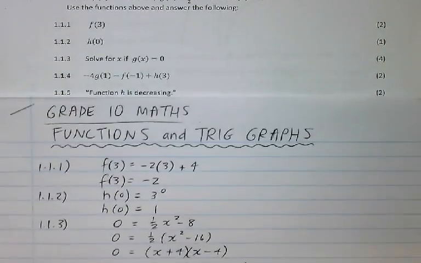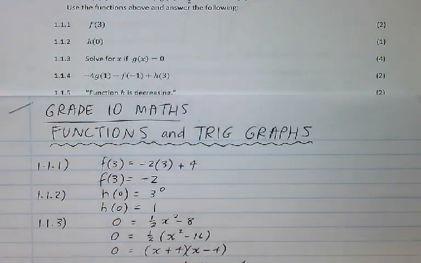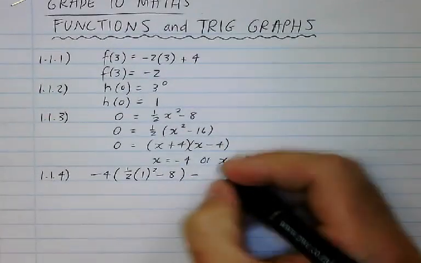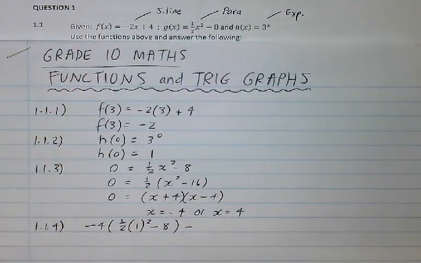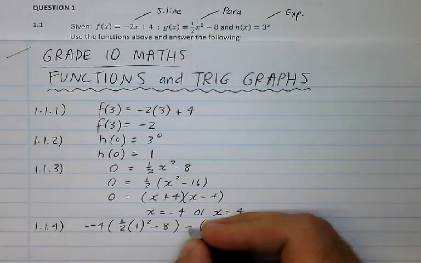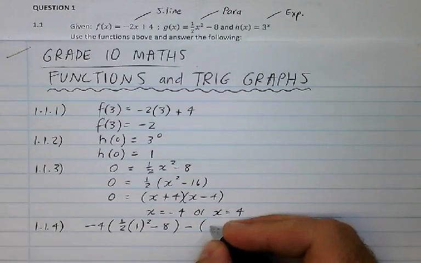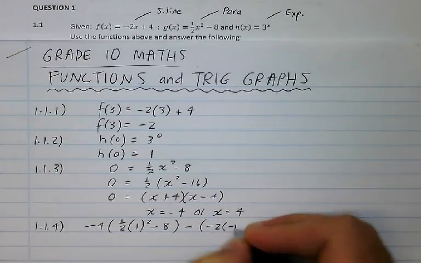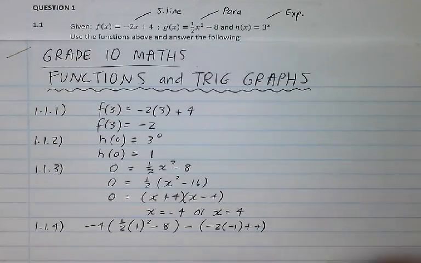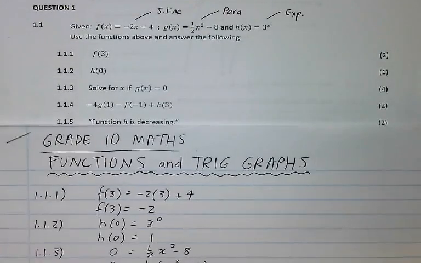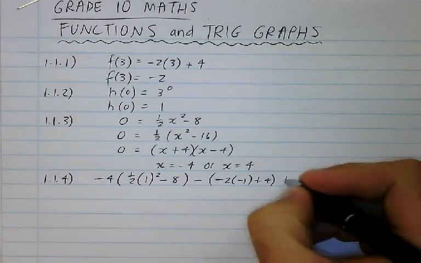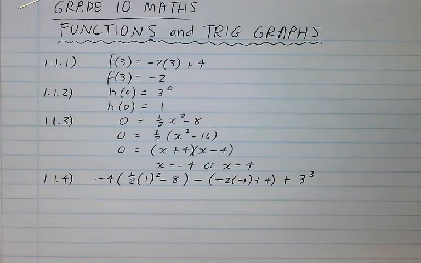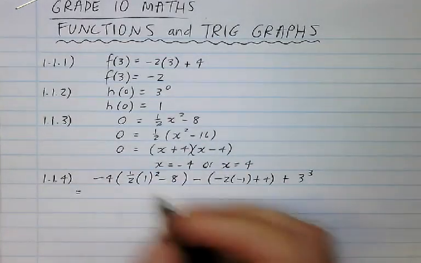The question goes on to say minus f of negative 1. Our f graph was negative 2x plus 4. Meaning we're going to say minus, because we are subtracting here, f of negative 1, negative 2 of negative 1 plus 4. The last part of the question asks us to also add h of 3. In other words, we're going to sub 3 into the x up top there. So we're going to say plus 3 to the power 3. Happy?